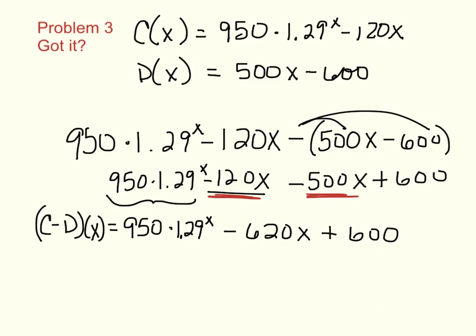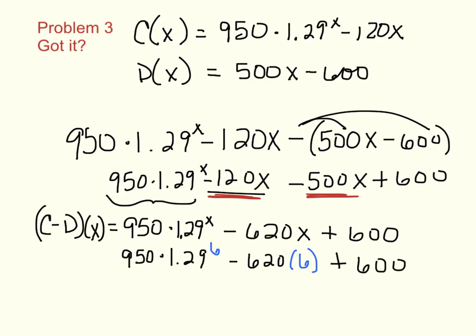And the last part is to predict what the difference in population will be in 6 years. So in 6 years, we plug in 6. So that would give us 950 times 1.29 to the 6th power, minus 620 times 6 plus 600. If you simplify that entire expression, you would get that the difference in population would be approximately 1,258. And so that would be your answer.